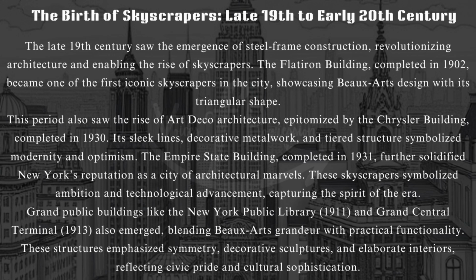The Empire State Building, completed in 1931, further solidified New York's reputation as a city of architectural marvels. These skyscrapers symbolized ambition and technological advancement, capturing the spirit of the era. Grand public buildings like the New York Public Library, 1911, and Grand Central Terminal, 1913, also emerged, blending Beaux-Arts grandeur with practical functionality. These structures emphasized symmetry, decorative sculptures, and elaborate interiors, reflecting civic pride and cultural sophistication.